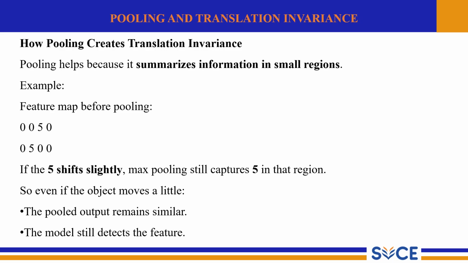This means the neural network can still recognize a feature or object even when its position changes slightly. Because of this, pooling helps CNNs become more robust and reliable when processing real-world images where objects may appear in slightly different positions.